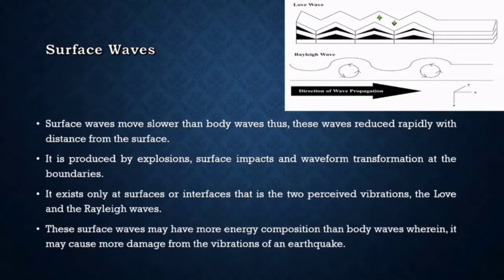Surface waves. Surface waves move slower than body waves, thus these waves reduce rapidly with distance from the surface. They are produced by explosions, surface impacts, and waveform transformation at the boundaries. They exist only at surfaces or interfaces, the two perceived vibrations being the Love and the Rayleigh waves. These surface waves may have more energy than body waves, wherein they may cause more damage from the vibrations of an earthquake.